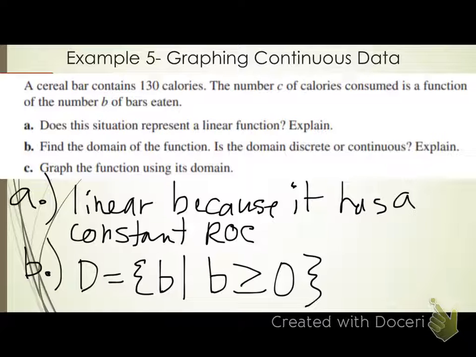I can eat 0.1693471 of a bar, right? So it's any number that's greater than or equal to 0. Everyone see that from my domain? Yes. So would this be discrete or continuous? Continuous, because we can eat fractions of bars.